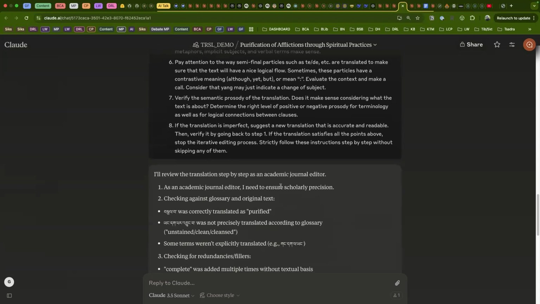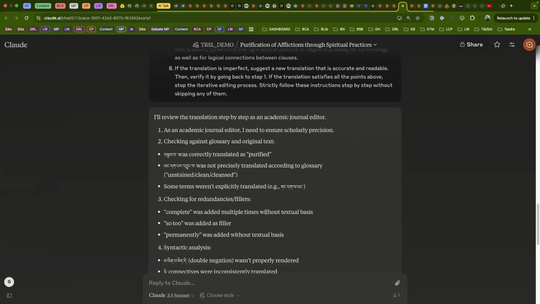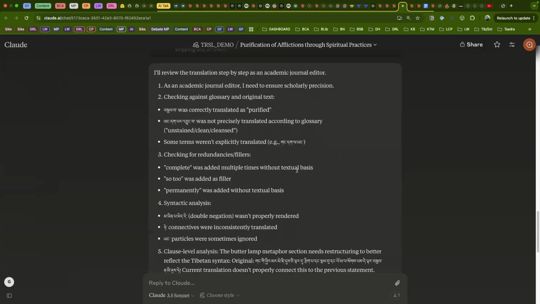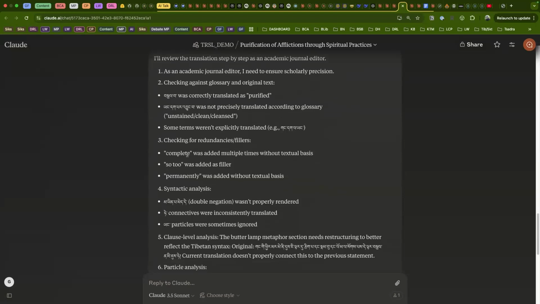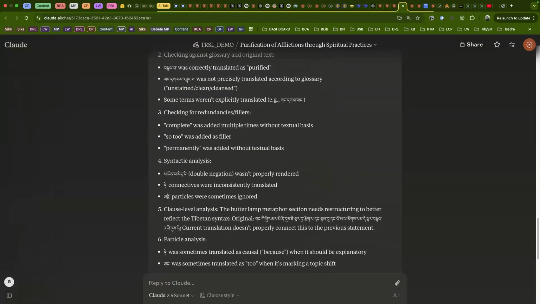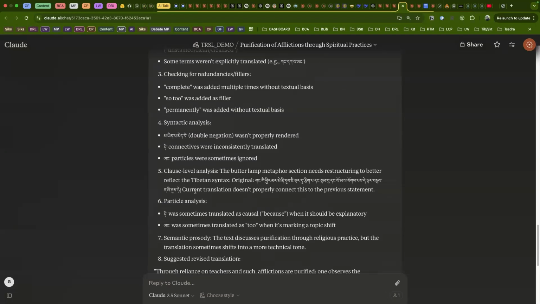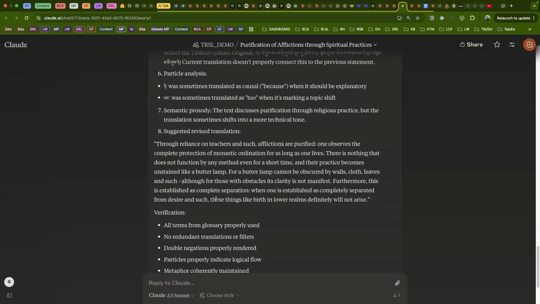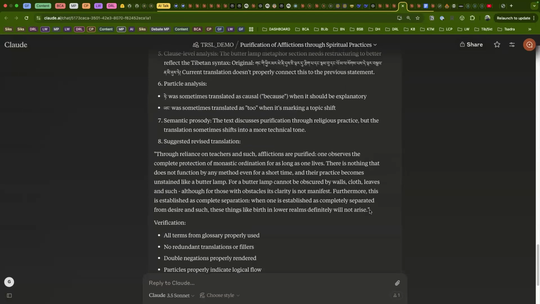So here are the results of that. My academic journal editor is checking things ruthlessly. Okay, that's correct. That was not precisely translated according to the glossary. So some terms were not translated. Anyway, it does a close-level analysis, and it comes up with this, which is much better, I think, and I think we're getting somewhere slowly with this passage. There still needs to be work on that.